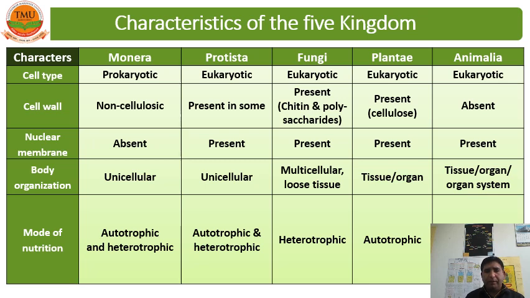Nuclear membrane is present in all eukaryotic cells but absent in prokaryotic cells. The organization of the body is unicellular in Monera and Protista but multicellular in fungi, animals and plants. Mode of nutrition is autotrophic and heterotrophic in Monera, autotrophic and heterotrophic in Protista, heterotrophic in fungi, autotrophic in Plantae, and heterotrophic in animals.